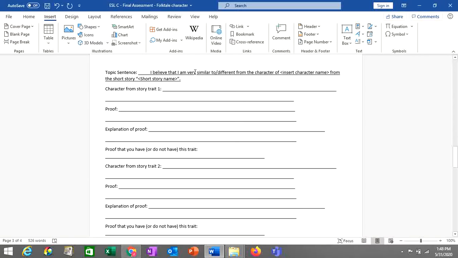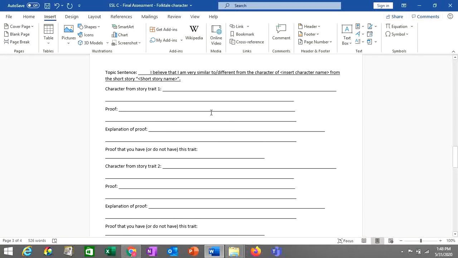You're either going to say similar to, or you are going to say different from the character of. Write their name in here from the short story, and then write your short story name here. Here you're going to write something about the trait of the character. So you could say the character of Mulan is very brave, and then proof. You have to say something that she did from her story that proves that she's brave, and then explain why that shows that she's brave.